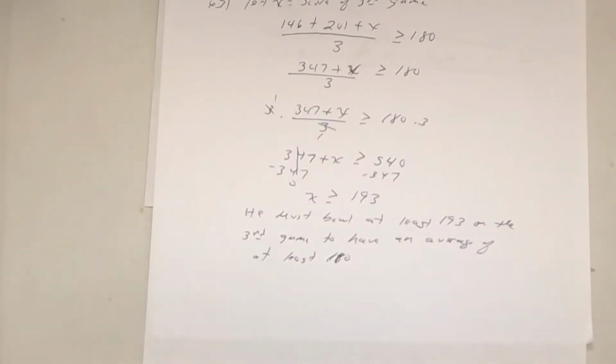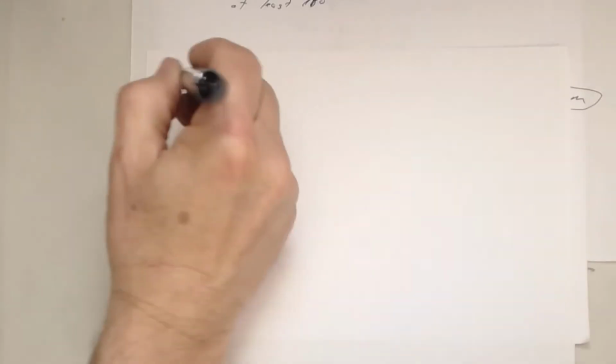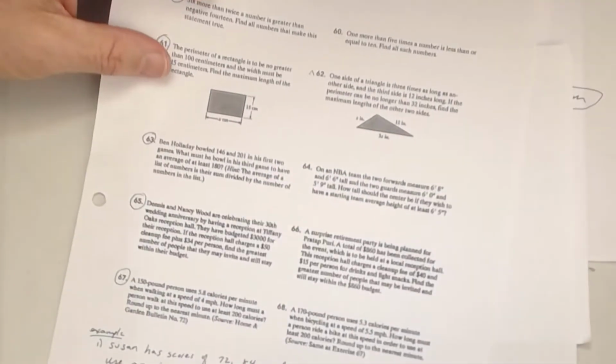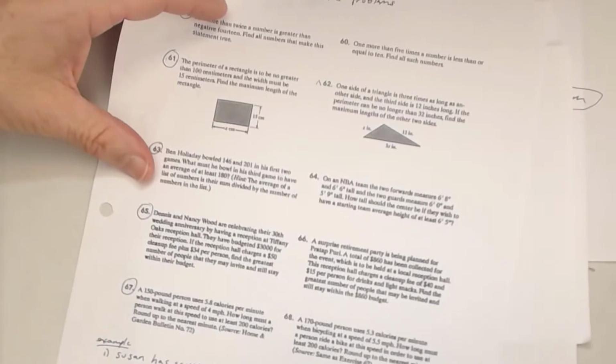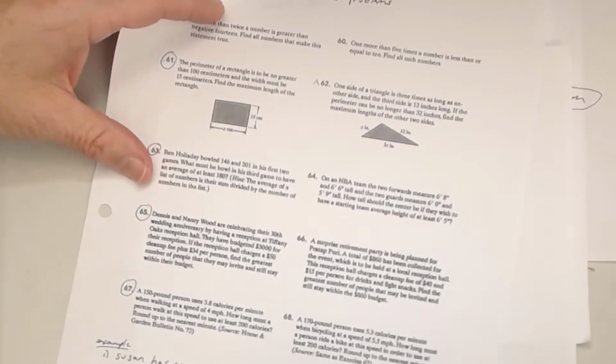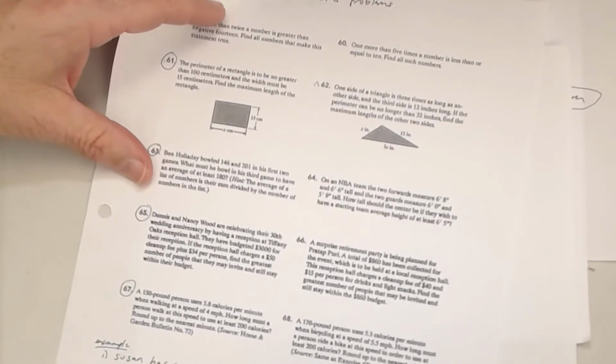All right, 65. Okay, it says Dennis and Nancy are celebrating their 30th wedding anniversary by having a reception at Tiffany's Oaks Reception Hall. They have budgeted $3,000 for their reception. If the reception hall charges $50 cleanup fee plus $34 per person, find the greatest number of people that they may invite and still stay within their budget.